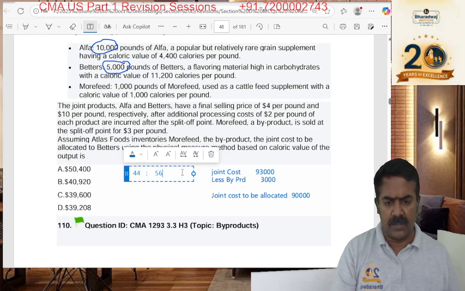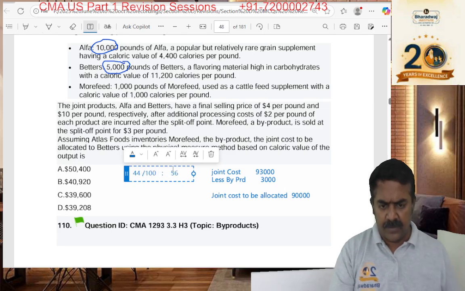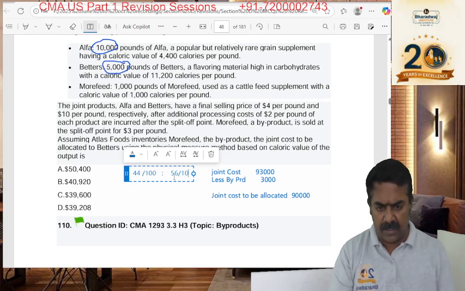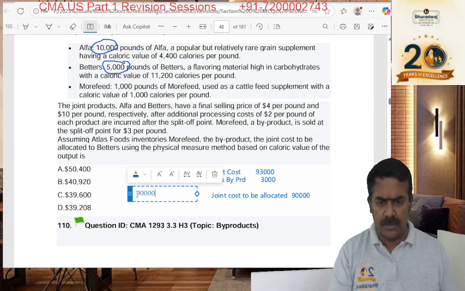90,000 is allocated, so it will be 44 by 100 and 56 by 100 in this proportion. When you allocate 90,000 into 56 by 100, what is the answer?